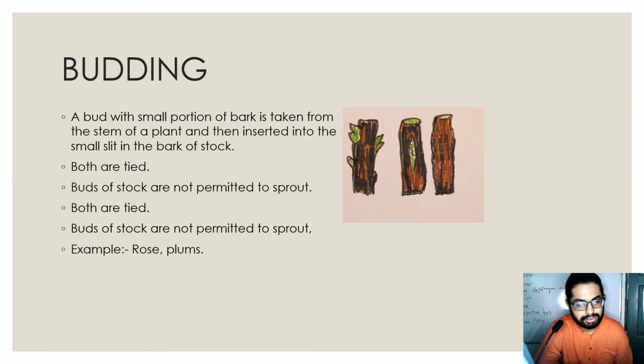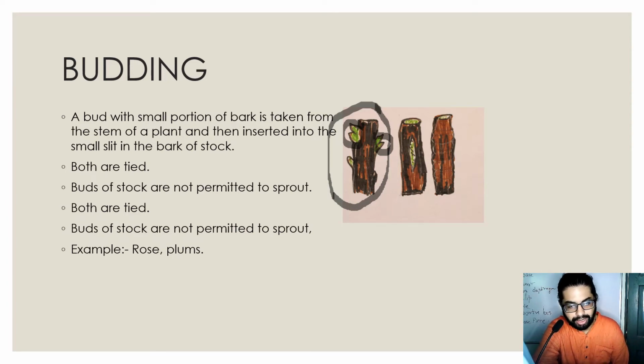You see, this is one variant of plant. So here the green colors are the buds. These buds, along with some portion of the bark, which is a covering of the plant. So this bud, the green color is the bud, with a small portion of the bark is taken from the stem of a plant, and this is inserted in a small slit in the bark of the stalk of another plant.